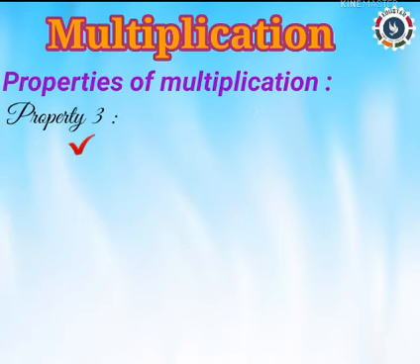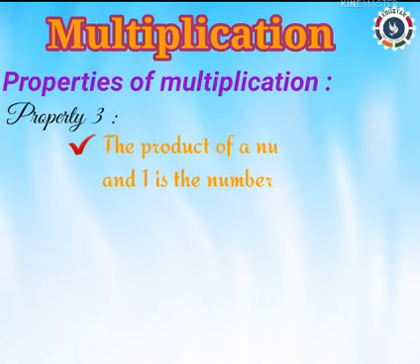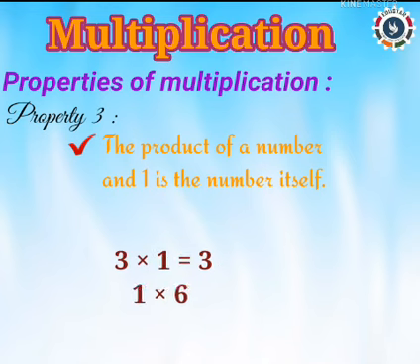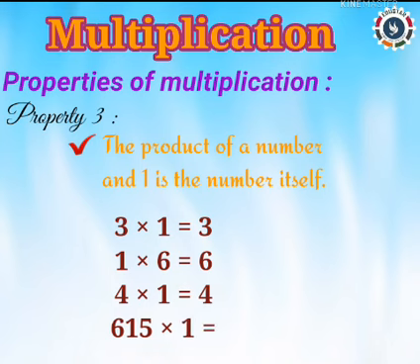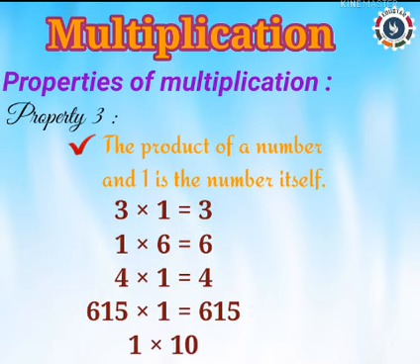Property number 3. When a number is multiplied by 1, the product is the number itself. For example, 3 into 1 equals 3. 1 into 6 equals 6. 4 into 1 equals 4. 615 into 1 equals 615. 1 into 10 equals 10.